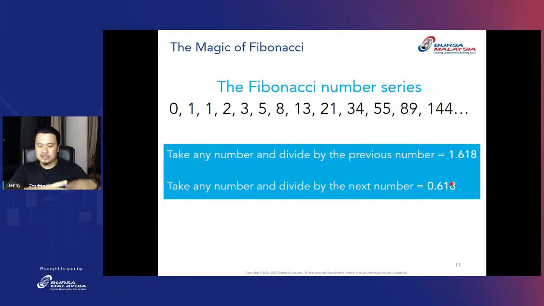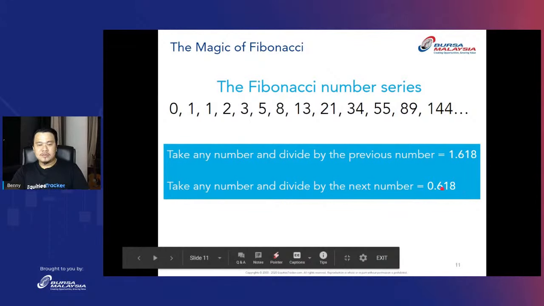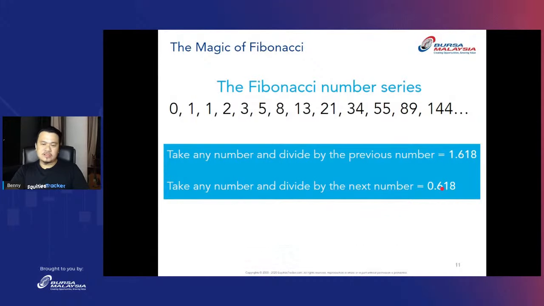When the number is bigger, the answer of that calculation is very close to 1.618. If you take a small number, like for example, 5 divided by 3, you don't get 1.618, right? But as the number gets bigger, it gets to 1.618 and 0.618. Okay, so any number. So what's so significant about this?